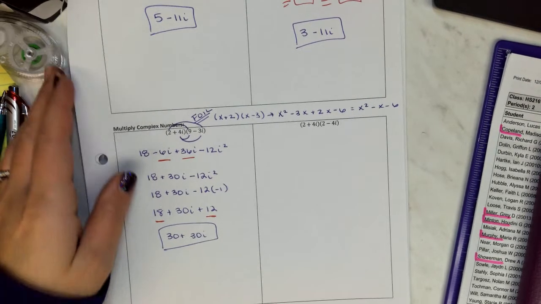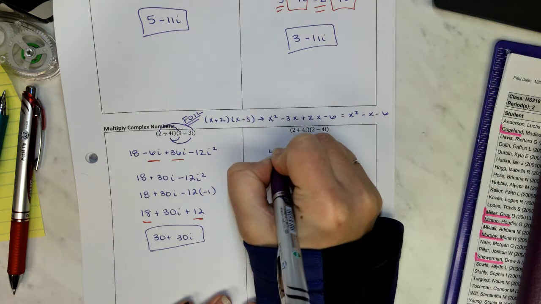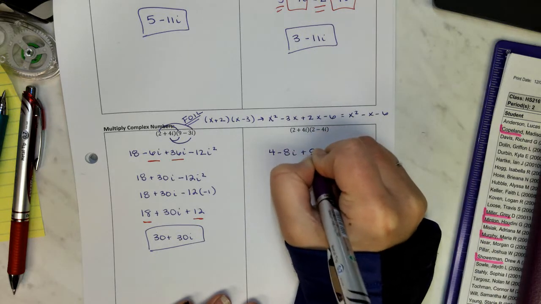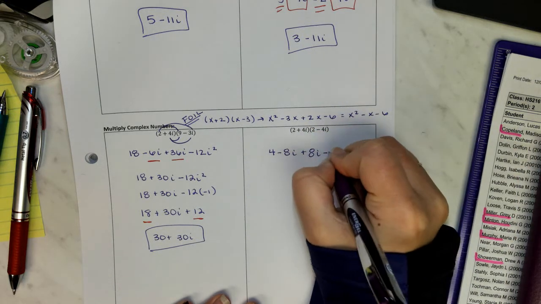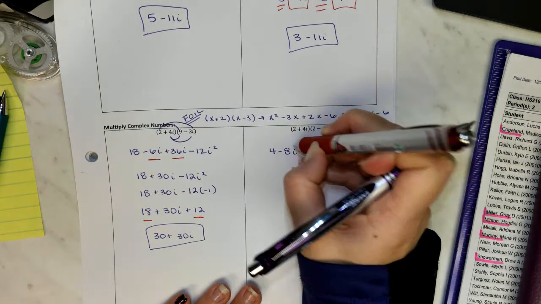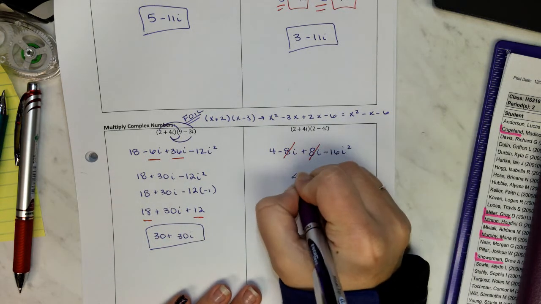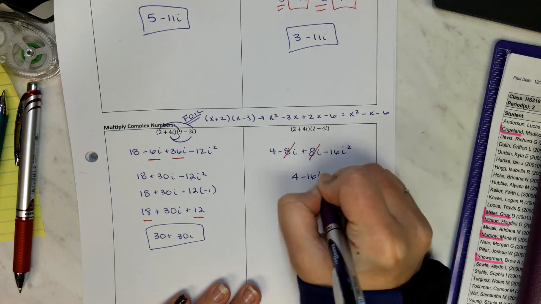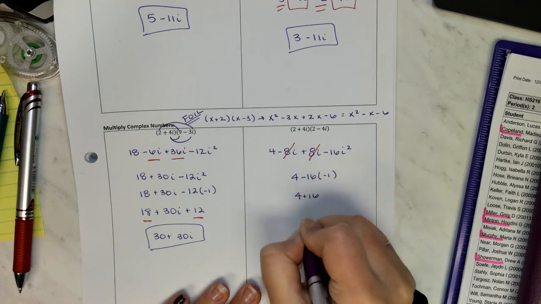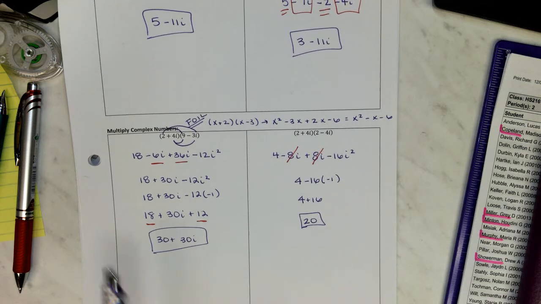We're going to try it here on this one. First times the first, 2 times 2 is 4. Outside will be minus 8i. The inside will be plus 8i. And last will be minus 16i squared. Negative 8i and positive 8i, combining those like terms, turn into 0. So I have 4 minus 16, but the i squared, remember, is actually negative 1. So I have 4 plus 16, which is 20. So I'm going to get 20 for that answer.